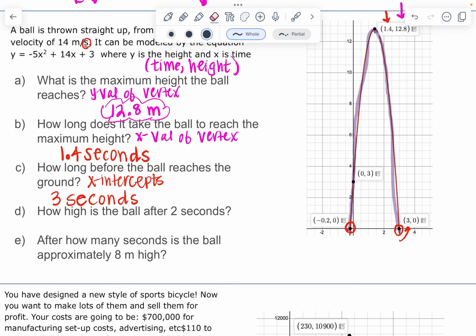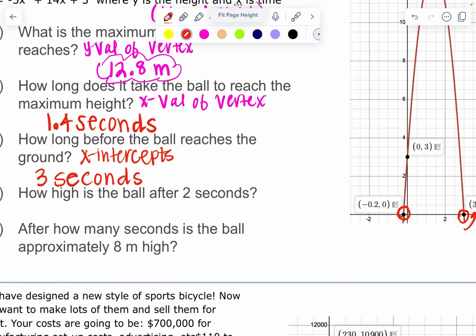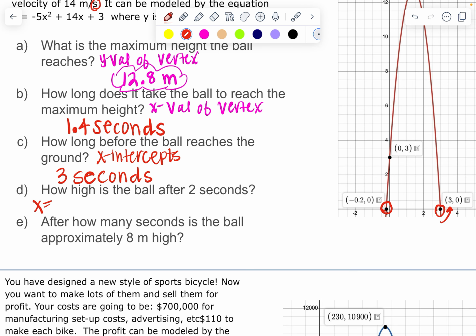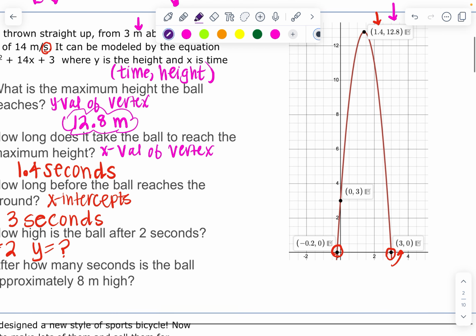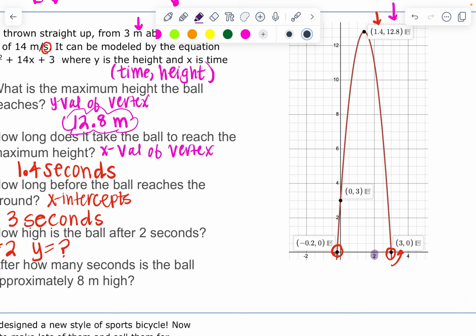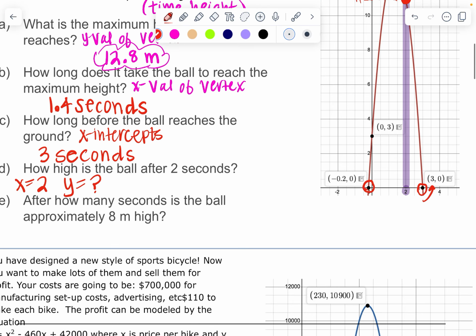How high is the ball after 2 seconds? So they're telling me that the x value is 2, and they want me to find the y value. I know that because they're asking me for the height. So if I go to where the x value is 2, and then go all the way up until I hit the graph, it looks like it hits the graph right there, which has a y value of 11. So it's 11 meters high after 2 seconds.